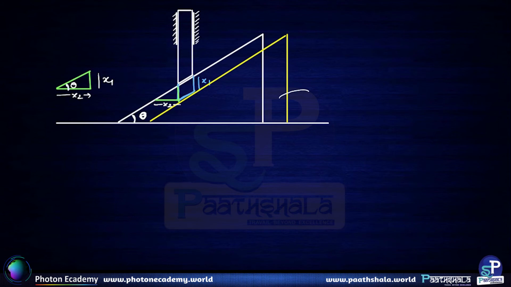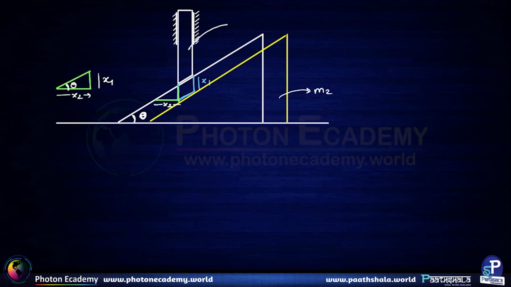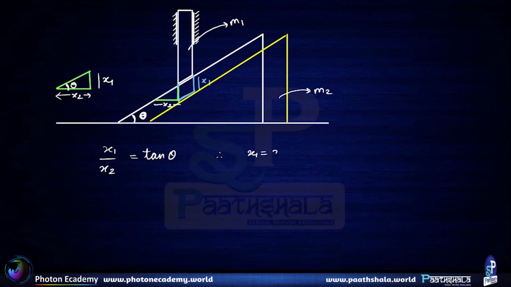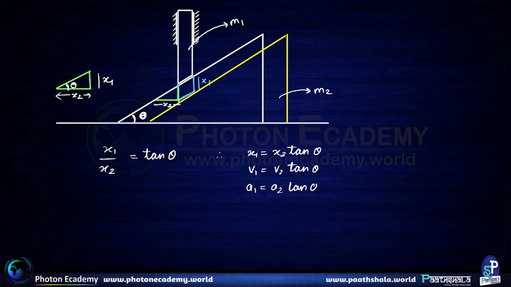So this wedge has the mass m2, this block has the mass m1. Again we can write down the constraint motion relationship as x1 upon x2 is equal to tan theta. Therefore x1 is equal to x2 tan theta, V1 is going to be equal to V2 tan theta, and A1 is going to be equal to A2 tan theta.